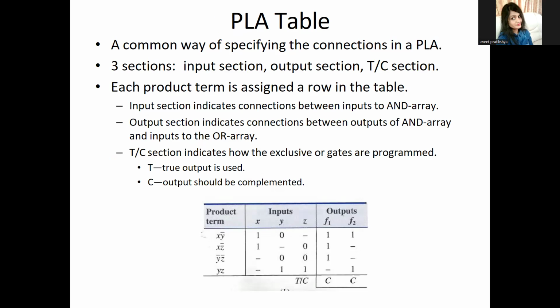This is a simple PLA table, where the PLA table is used to specify the input section, how inputs are connected to the AND gates, and the output section, how outputs of the AND gates go to the OR gates. TC means true or complemented. So the TC section will show you whether the output is in true or complemented form. Each row in this table represents a product term, and the table format simplifies the programming process.